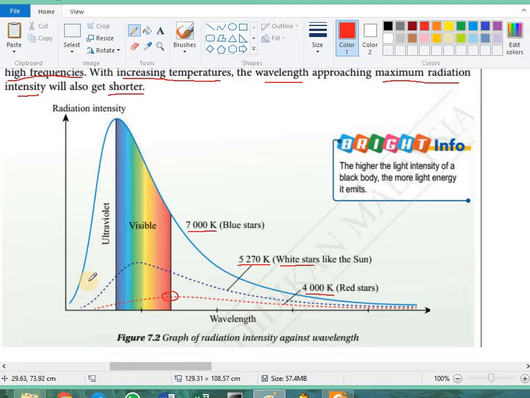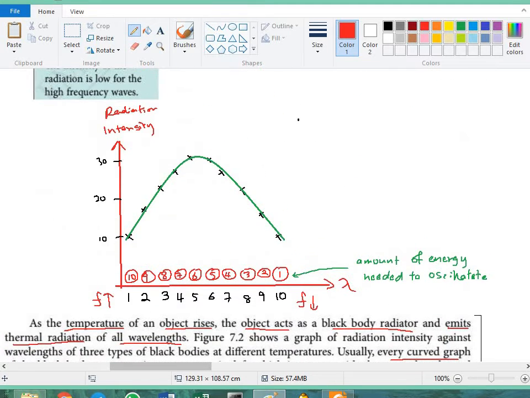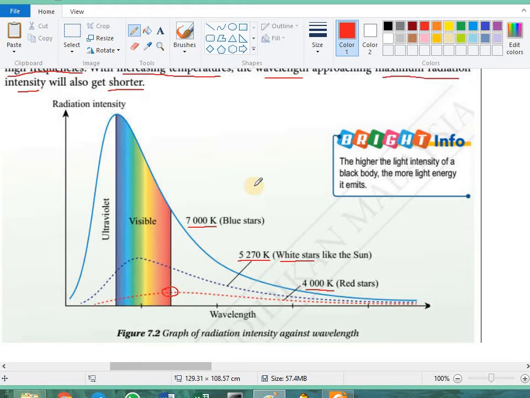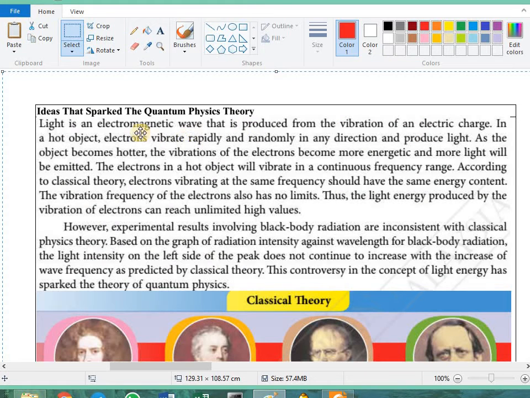So this is the same as what we discussed previously of this graph. This is reality. This is the actual radiation intensity that can be measured from stars with different temperatures. Okay, so continue.